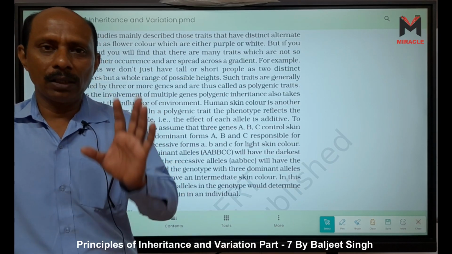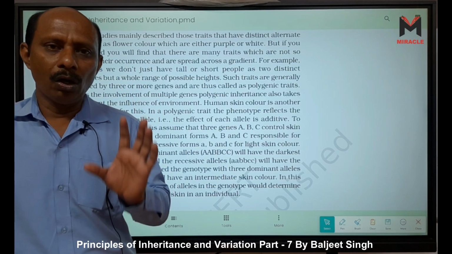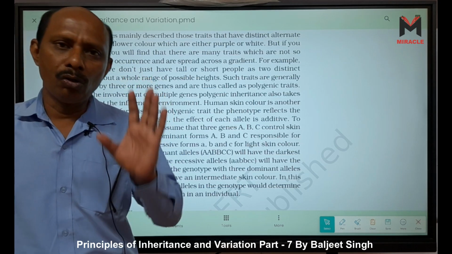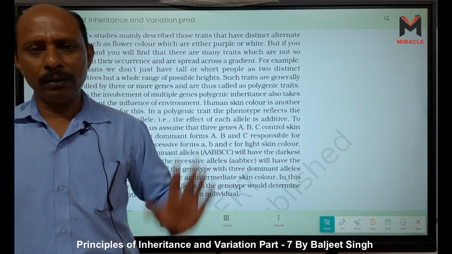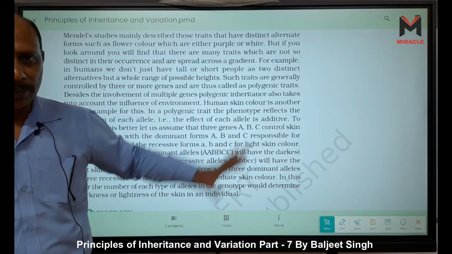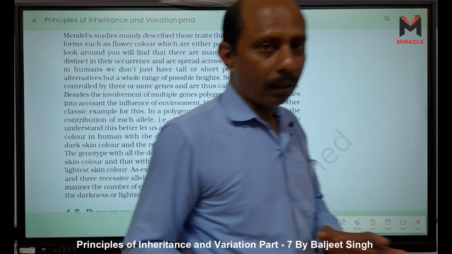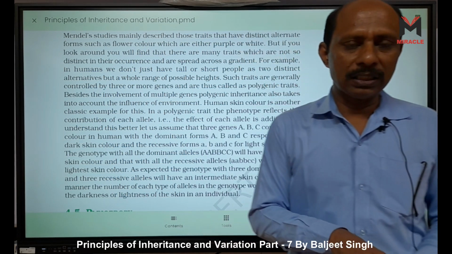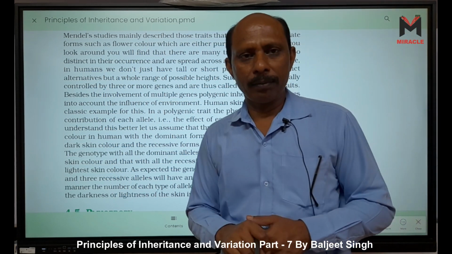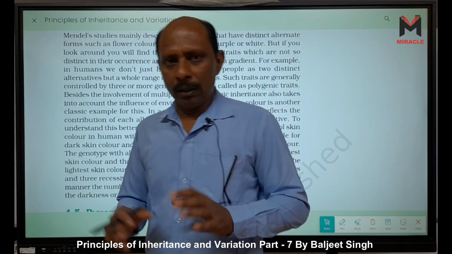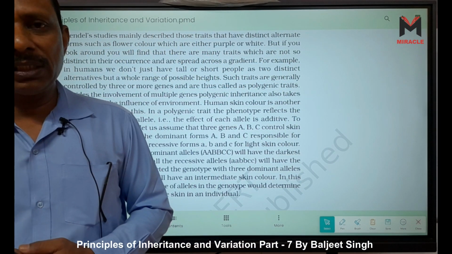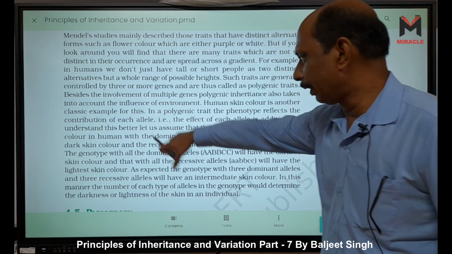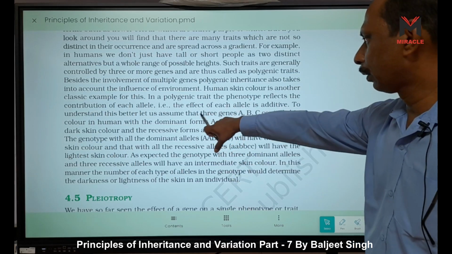So the darkness of skin depends upon the number of dominant characters present in this trait, right. For example, capital A, capital B, capital B, capital C and small c means this is more dark, more brown, right. If the number of recessive genes is more, the skin is fairer. That is called additive, right.